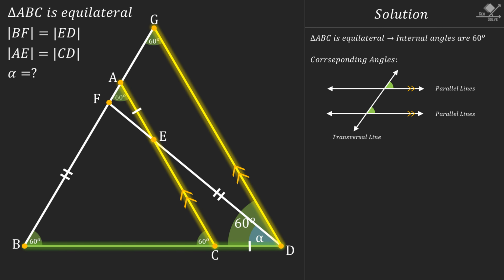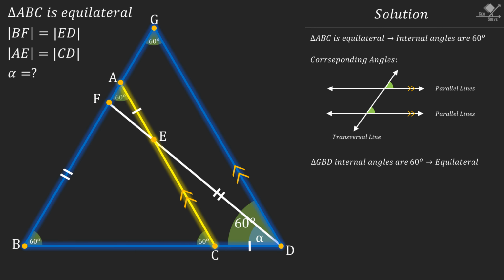Now we know that all internal angles of large triangle GBD are 60 degrees. Therefore, it is also an equilateral triangle. Also notice that this small angle will be 60 minus alpha degrees.